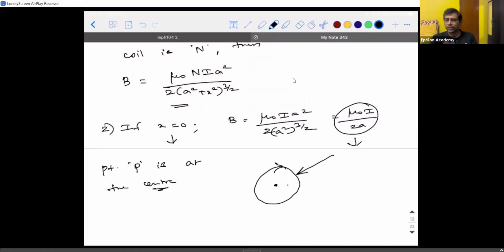So most of them write the formula as mu naught I by 2 pi A for the magnetic field due to a circle at the center. But here it is important to note that for a circle, there is no pi in the denominator. So pi will come only for a straight conductor of infinite length. Please make a clear note of that point.